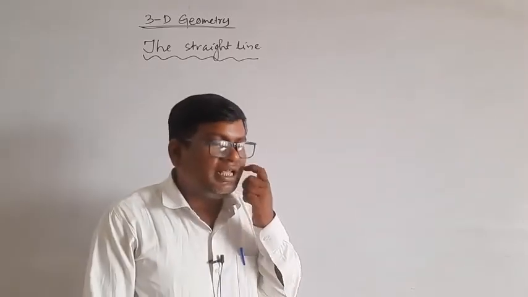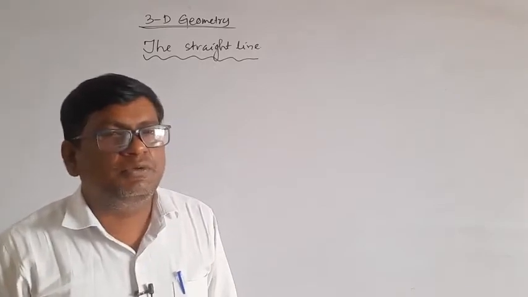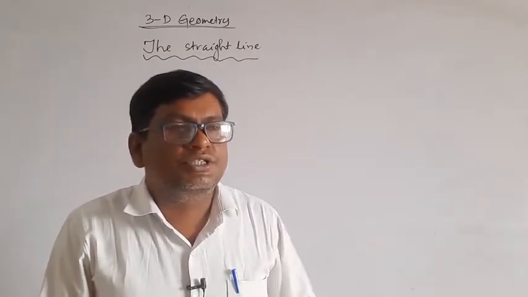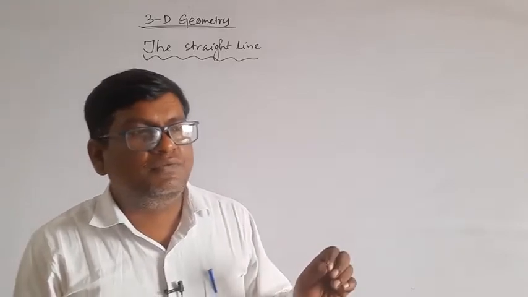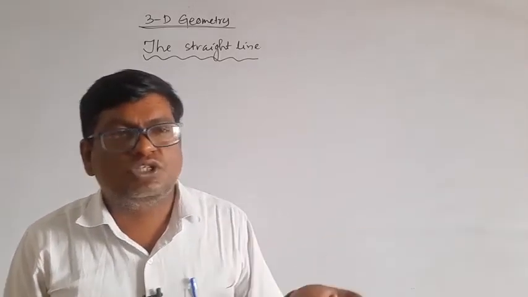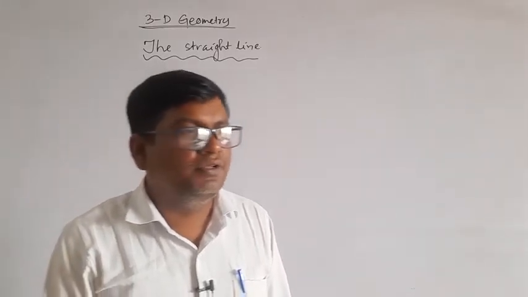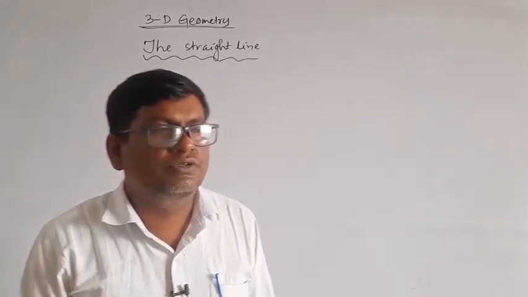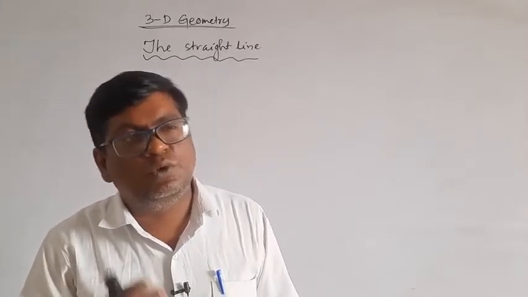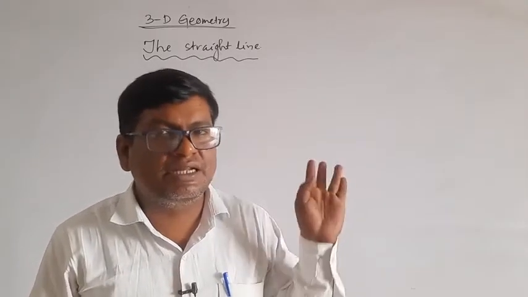Dear students, in last class we discussed the equation of straight line, that is unsymmetrical form, symmetrical form, one-point form, two-point form, and how to convert unsymmetrical form to symmetric form. Today we are going to discuss what is the angle between the line and plane. We know angle between two lines in previous classes.